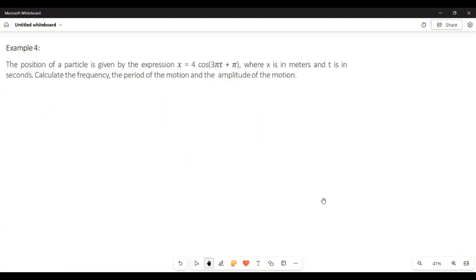For the last example in this module, we have here the position of a particle given by the expression x is equal to 4 cosine (3 pi t plus pi), where x is in meter, yung x natin is naka-meters, yung t natin is naka-second. Calculate the frequency, the period of motion, so T yun, and then the amplitude of our motion.